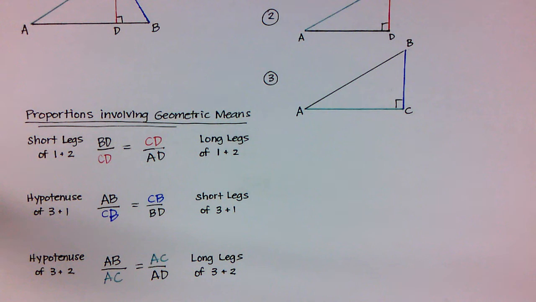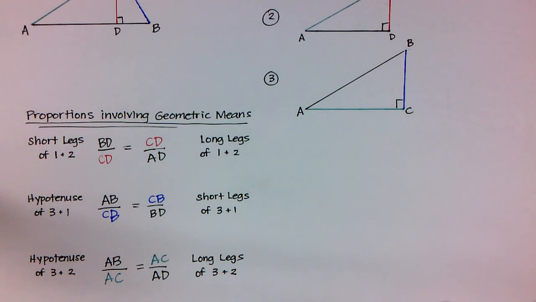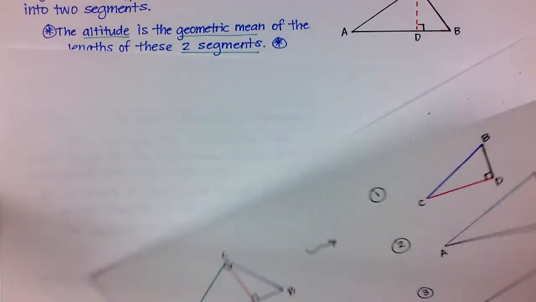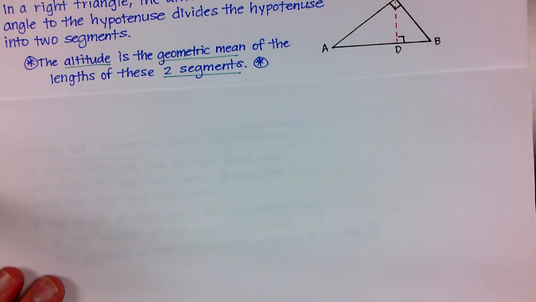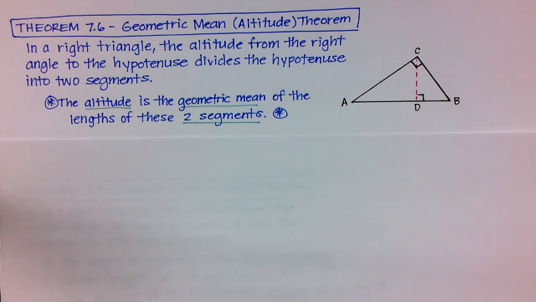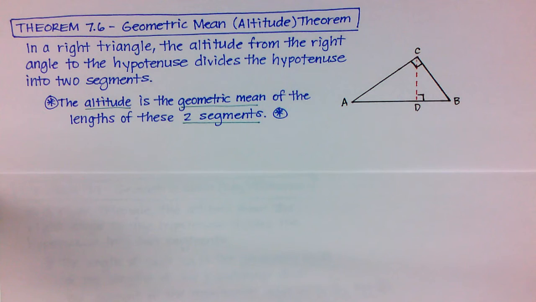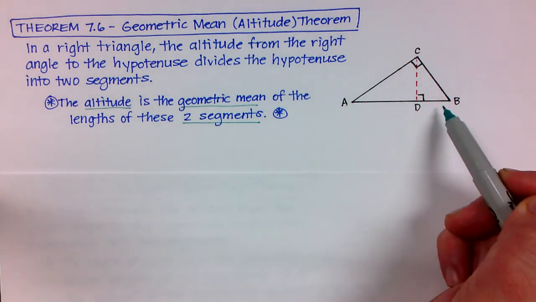So based on these, we have a couple of theorems that are going to help us out with organizing some of our thoughts and realizing different geometric means with different parts of triangles. So here is our first one. It is theorem 7.6, and let me move that down. There you go. And it's called the geometric mean or altitude theorem. And it says, in a right triangle, the altitude, okay, the altitude is right here from C to D, from the right angle to the hypotenuse, is going to divide the hypotenuse into two segments. That's just kind of given. It's not telling us anything specific. It's just saying that this is splitting it up into two different parts.